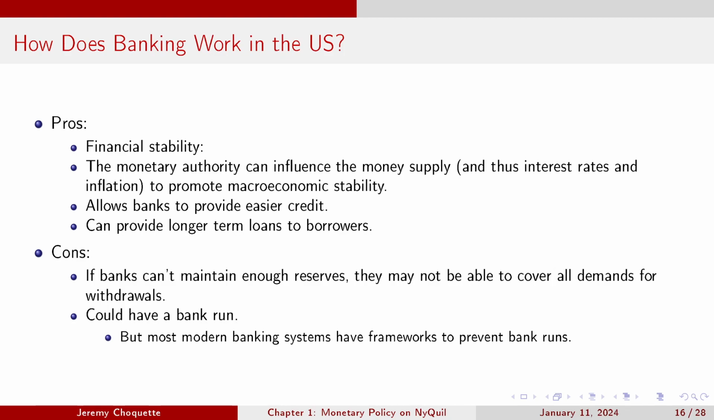A lot of modern banking systems have frameworks to try to prevent bank runs, but that doesn't mean they never happen. If you look at Silicon Valley Bank in 2023, well, there you go. So bank runs do still occur. You could technically argue there was a bank run in 2008. It just wasn't with the depositors. It was like with other financial institutions. It was a really strange thing. So there is always this concern for a run on the bank.